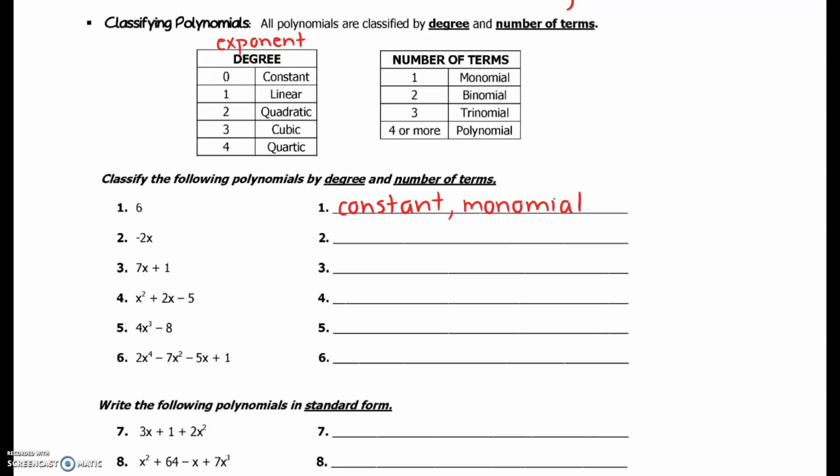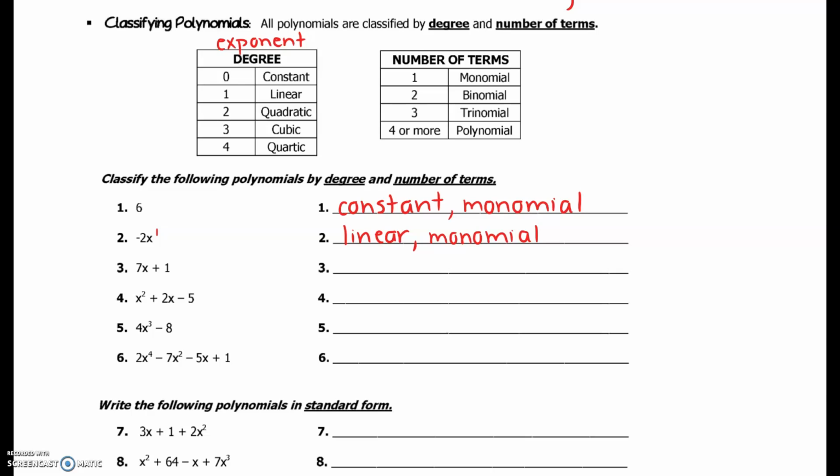Now in number 2, there is a variable, and even though there's not a degree here, we assume there's a 1 after that x. So if you look here, if the degree is 1, linear would be the degree classification, and there's still only 1 term. Both of those things are together, so it's classified again as a monomial. Mono means 1, binomial 2, trinomial 3, and then 4 more would be a polynomial.